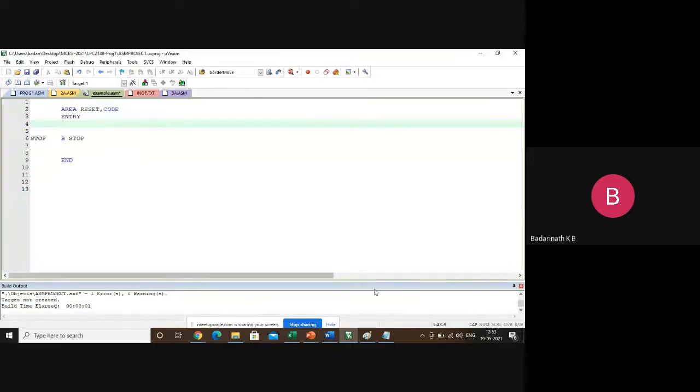Now I'm going to work with MOV. Let's say MOV R0, hash 1. Now R0 will be moved into the 1.